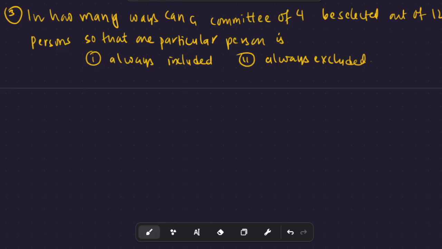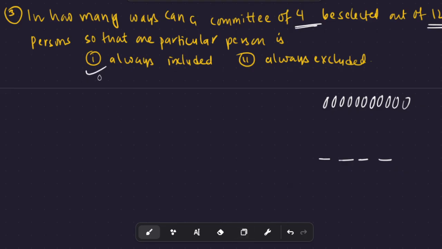It will be easier if we draw some simple diagrams here. There are altogether how many persons? There are 12 persons, 1, 2, 3, 4, 5, 6, 7, 8, 9, 10, 11. Now, how many should we select? 4. Let's make 4 spaces like this.